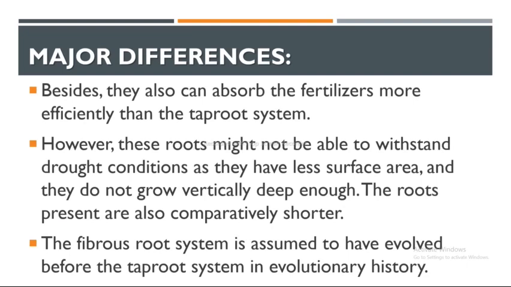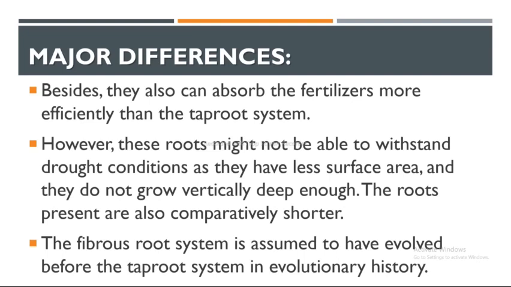Besides, they can also absorb fertilizers more efficiently than the taproot system. However, these roots might not be able to withstand drought conditions as they have less surface area and they do not grow vertically deep enough. The roots present are also comparatively shorter.